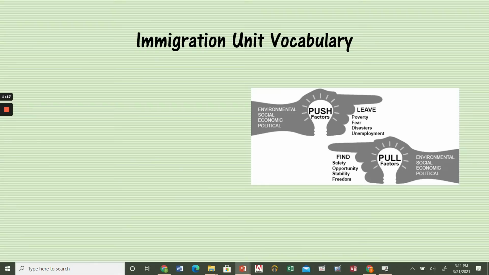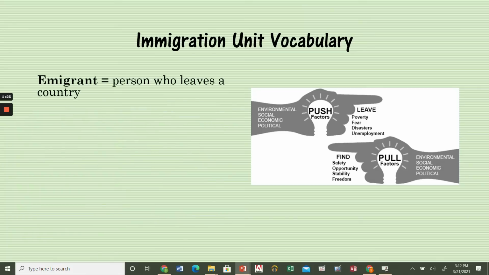All right, so before we get into the details of the unit, let's talk about some key vocabulary. One, it's important that we understand these terms because when you say them, emigrant and immigrant, it's very, very difficult to hear a difference, but there's a difference in the spelling.